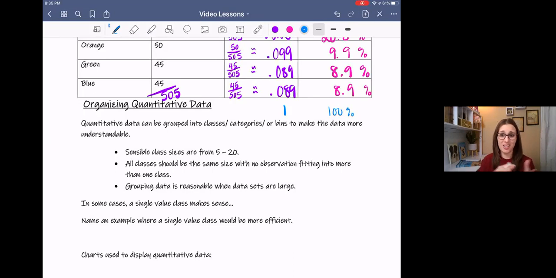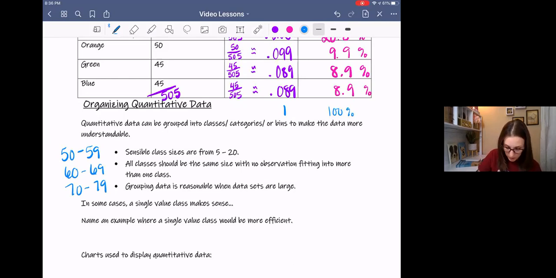So if you have a data set of 2,000 observations, it's going to be really hard to make a bar chart or make a graph of that. So if you can bin them, then it makes it a little bit easier to read. And you want to make sure that your classes don't overlap. For example, if you have a class that goes from 50 to 59, then the next one needs to start at 60. So you start at the next number.